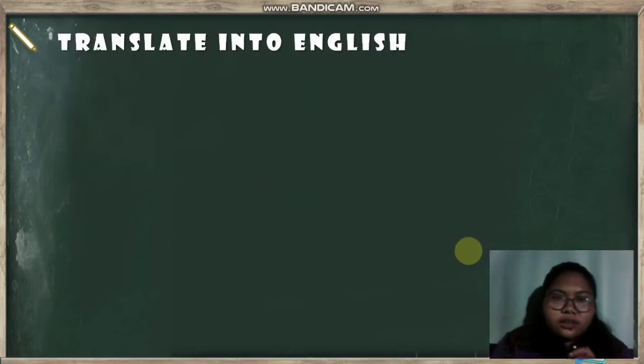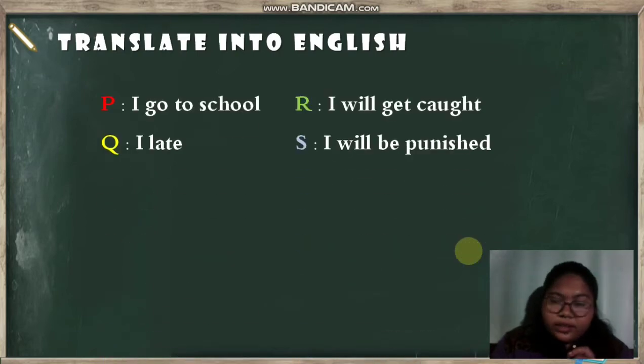Now we will learn how to translate propositional logic, or propositional statements, into English. For example, we have P as I go to school, Q as I am late, R as I will get coached, and S as I will be punished. So we need to translate this to English.